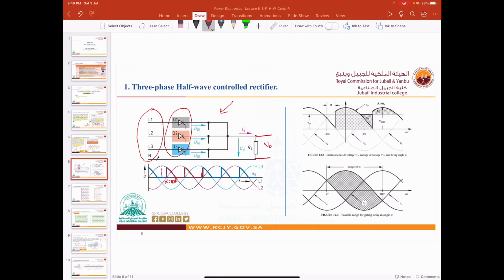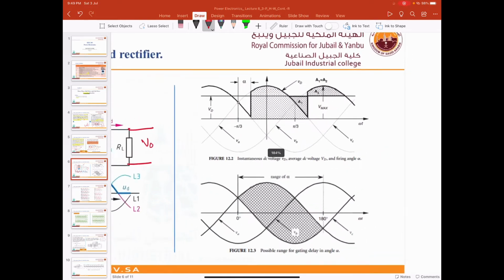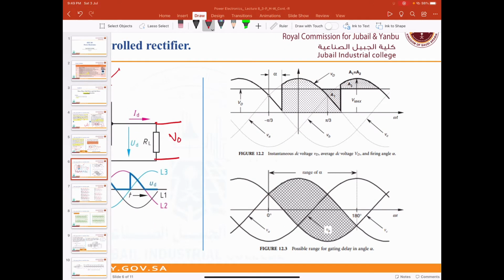And this is the remaining part for thyristor number 3. This is very important in order to understand how we get the V output. Here we have figure 12.2 and 12.3. Figure 12.2 is basically having 3 lines. Let me draw the VA first. This is VA.